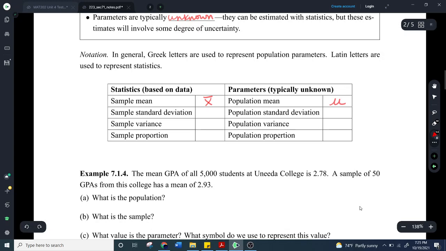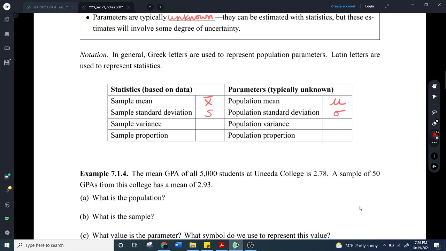And remember in chapter 6, I noted that difference. Mu we used for the population mean, X bar we used for the sample mean. Sample standard deviation, earlier in the course, it was lowercase s. If we're talking about the population, remember the standard deviation is sigma. Remember we used that in chapter 6.